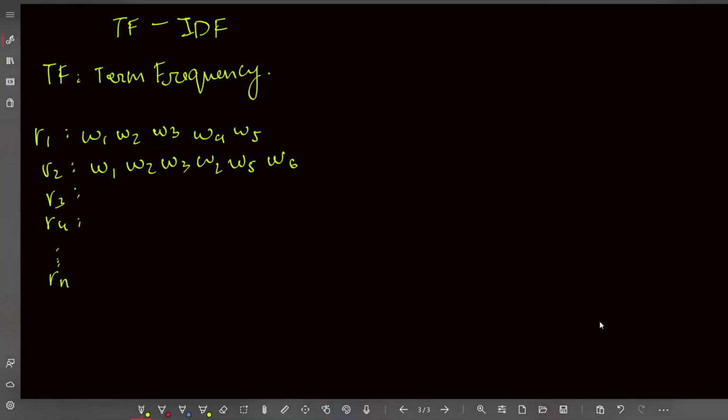Okay, so let's understand another vectorization technique, which is called TF-IDF. TF stands for term frequency, and IDF stands for inverse document frequency. Okay, I'll explain what all of this is in a minute. So first, I'll explain what term frequency is. All right. So, what is term frequency?